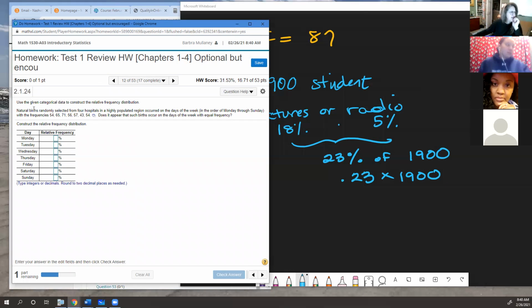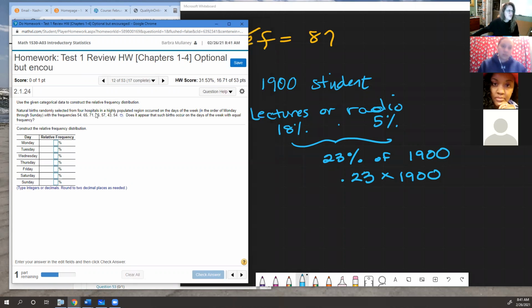All right, this is use the given categorical data to construct the relative frequency distribution. Natural bursts randomly selected from 4 hospitals in the highly populated region occurred on the days of the week in order from Monday through Sunday with the frequencies. Does it appear that such bursts occur on the days of the week with equal frequency?